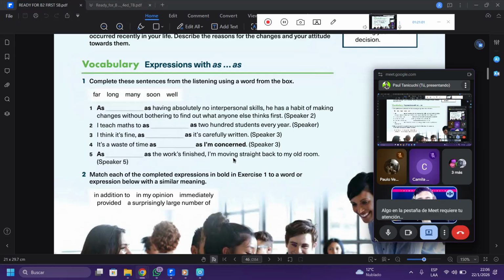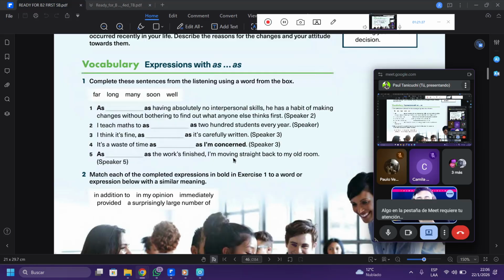Number 3. I think it is fine as it is carefully written. In this case, it is as long as, which means provided that. Okay? Or provided, which is the same. Siempre y cuando, as long as. As long as it is carefully written.